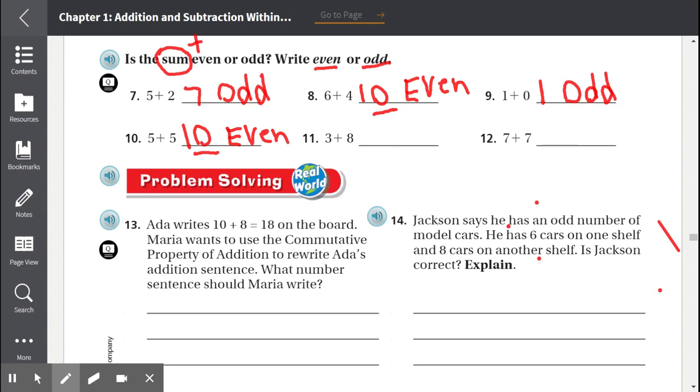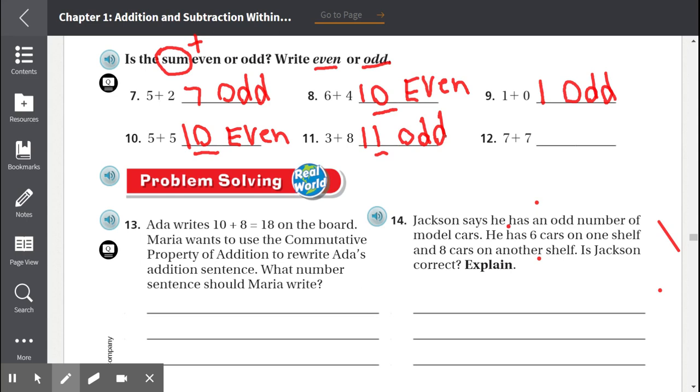Now let's look at number 11. 3 plus 8. 3 plus 8 is 11. Now we have to find out if it's even or odd by looking at the last number. So I underline the last number. The last number is 1. So that means 11 is an odd number.